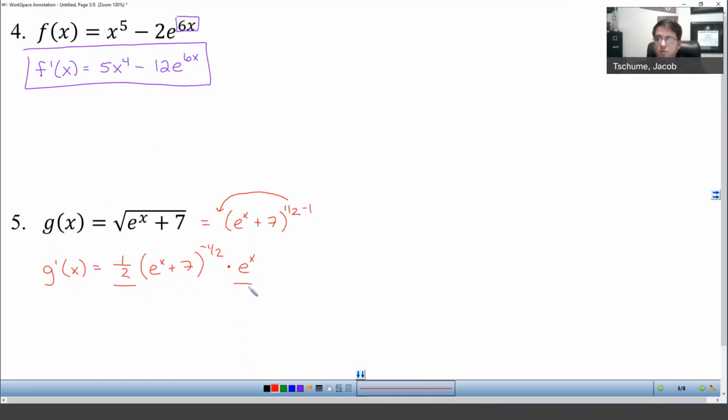Just like the other chain rule problems we did, you'll multiply the two terms that are not being raised to a power. So 1/2 times e to the x is just e to the x over 2. And then you're going to multiply by e to the x plus 7 raised to the negative 1/2. And that is the derivative of number 5.